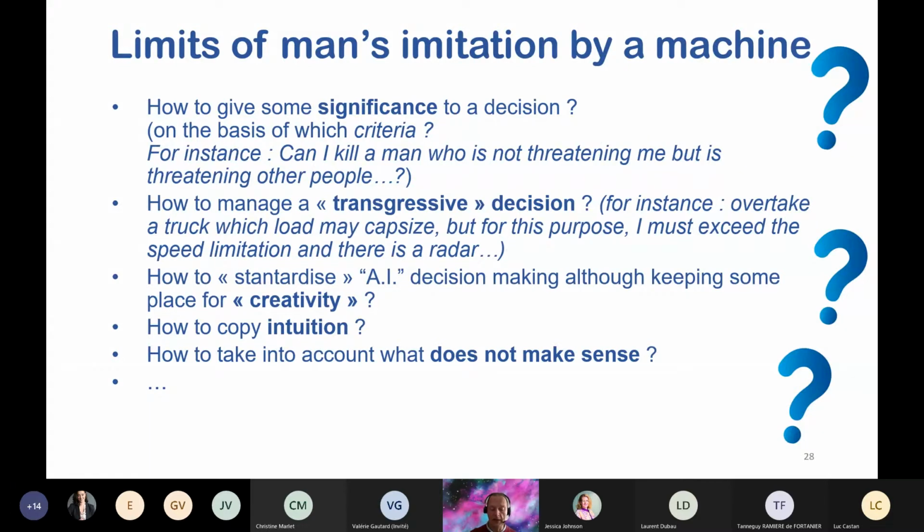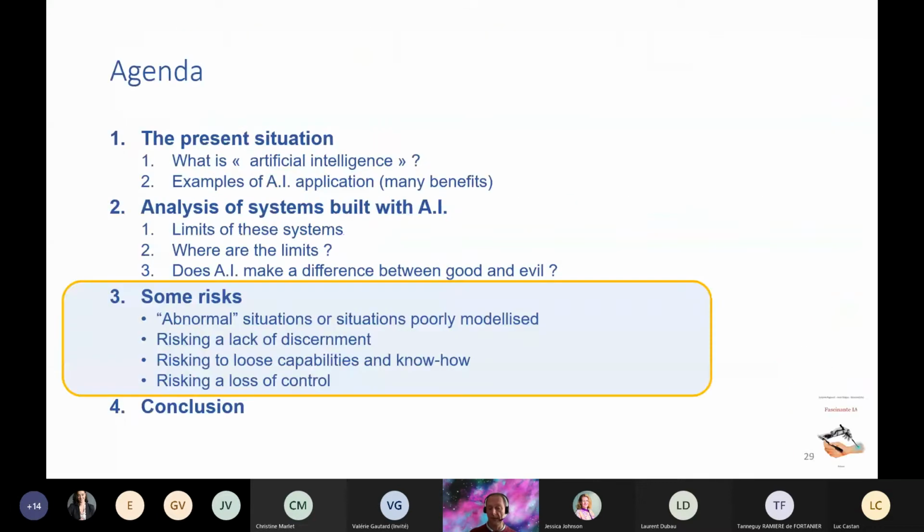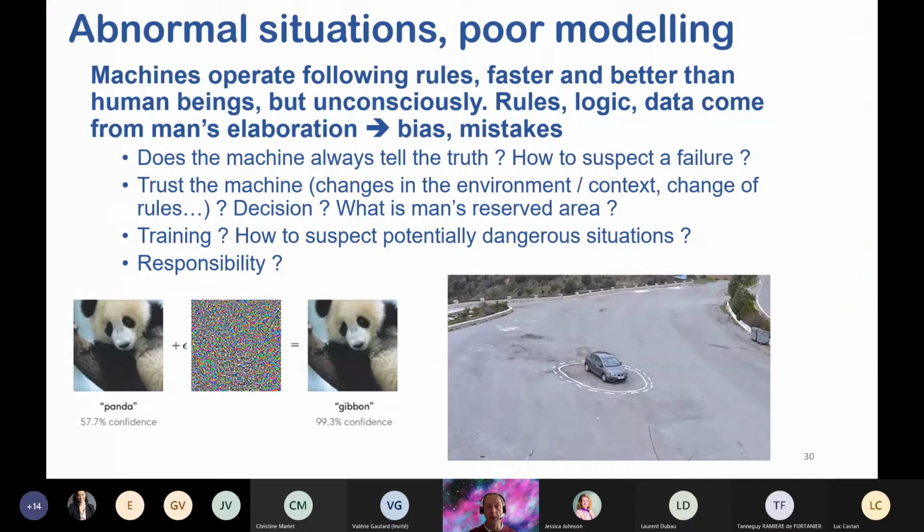How to standardize AI decision making, although keeping some place for creativity. How to copy an intuition, and how to take into account what doesn't make sense. And sometimes things don't make sense to us, but we figure it out and we discover something. Can a machine do this? So we can then face some risks.